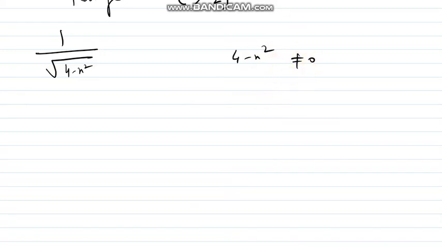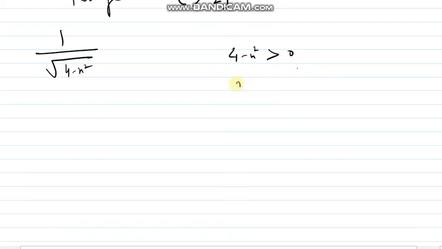In the next one I'm going to discuss 1 divided by root over 4 minus x square. So first I'm going to take 4 minus x square not equal to 0. Sorry, I'm going to write 4 minus x square greater than 0. So x square minus 4 will be less than 0. So the value of x will lie in between minus 2 and 2, which is the domain of the function.